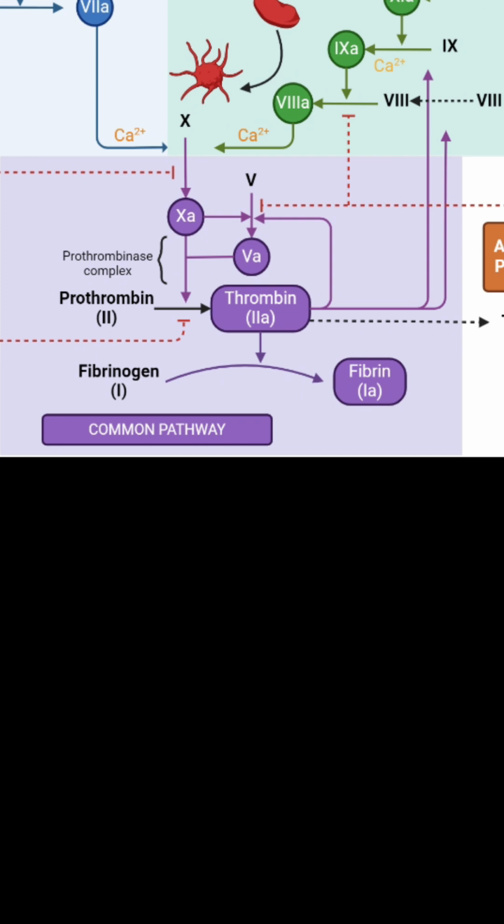The common pathway is the final stage of blood clotting. It starts when factor X is activated. This triggers a cascade that converts prothrombin into thrombin. Thrombin then turns fibrinogen into fibrin, which forms the initial soft clot. Finally, factor 13 strengthens and stabilizes this fibrin clot, making it a firm seal to stop bleeding.